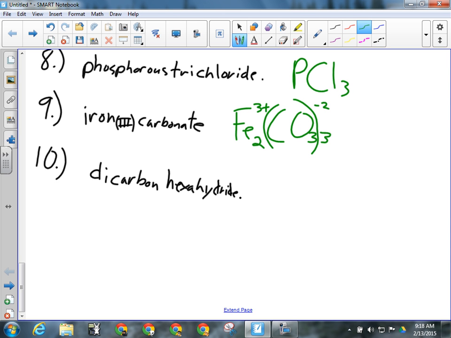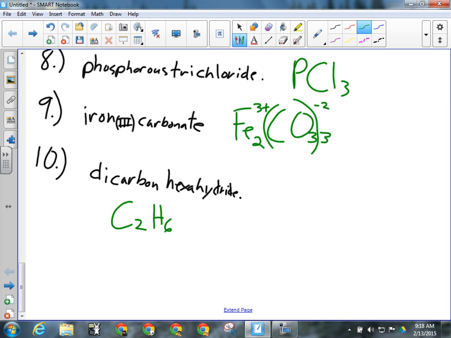Is this making sense, guys? And then our last one, we have a molecular compound, dicarbon hexahydride. So di means 2, hexa means 6. Do I reduce that one? No, it's molecular. I have to leave it that way. Questions on any of that?